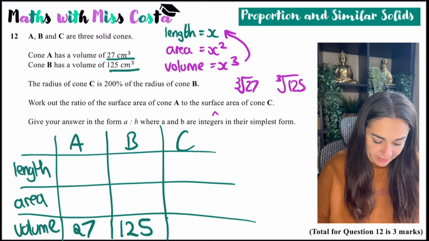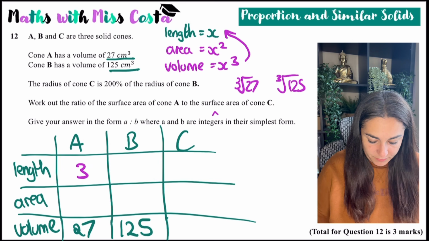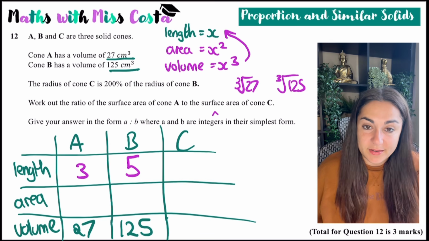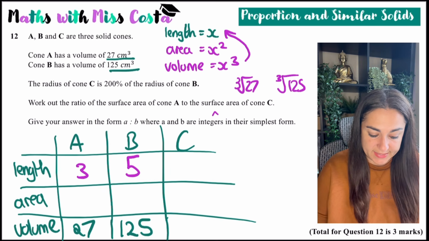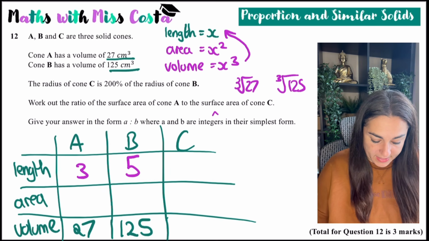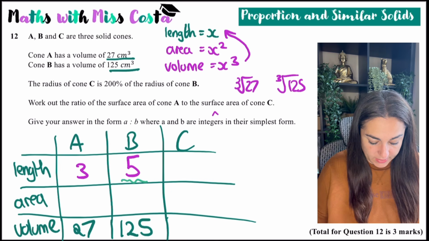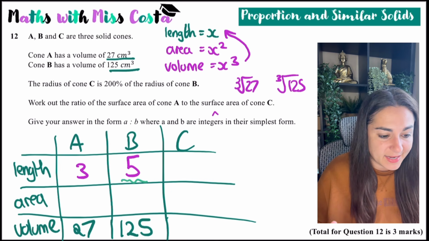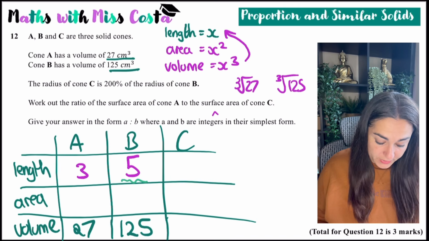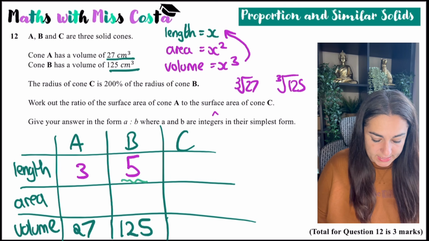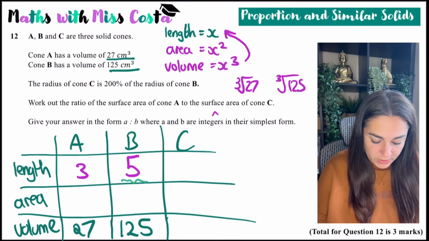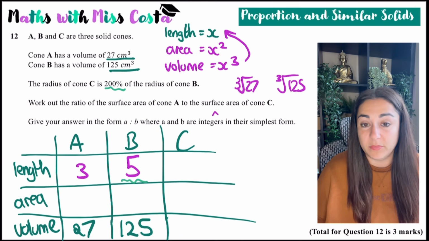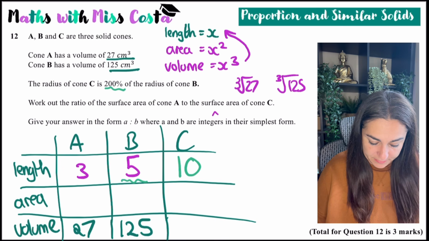So the cube root of 27 is 3. The cube root of 125 is 5. So I use what I've been given to figure out what the length scale factor is. Now I'm told that the radius of cone C is 200% the radius of cone B. So it's going to be in proportion. I know that the radius of cone B is 5, and 200% of that would be doubling it. So the radius of cone C is going to be 10.